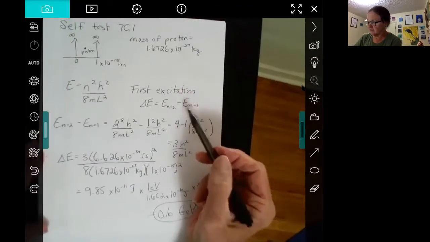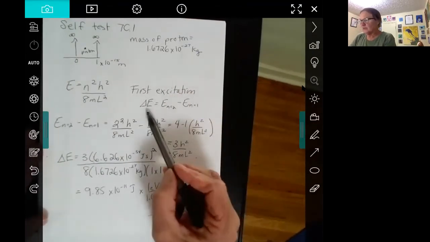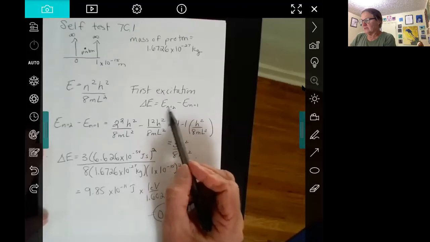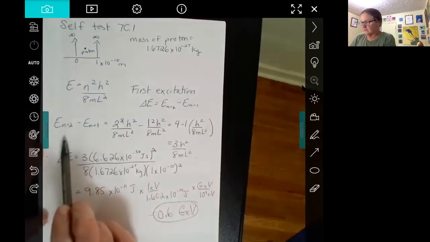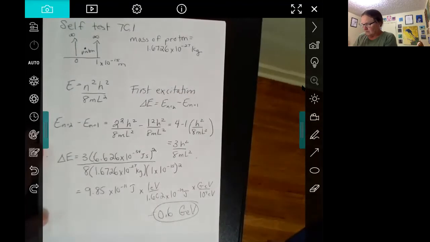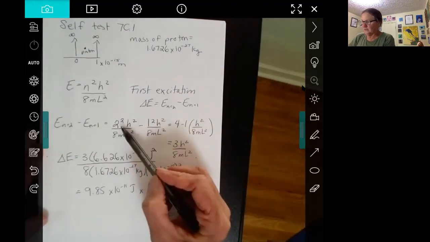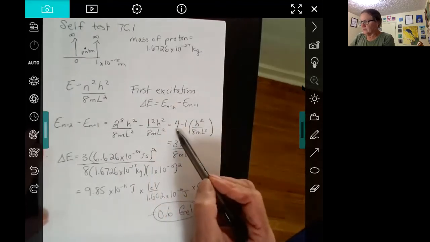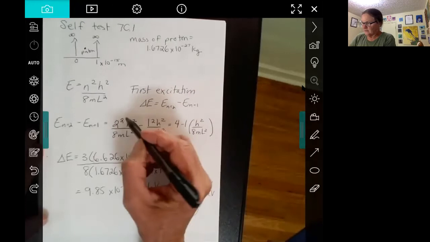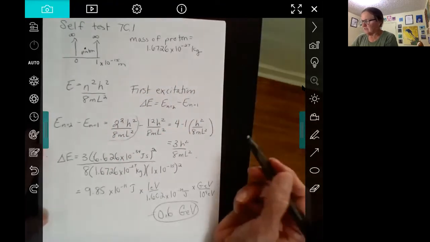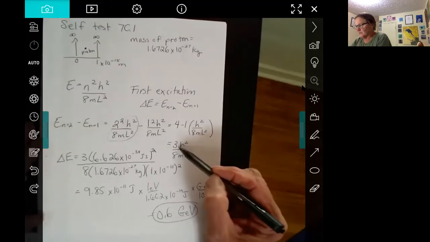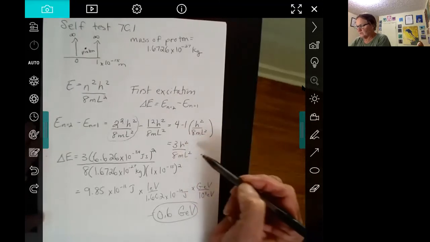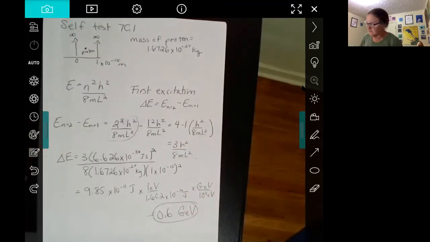So if we want the first excitation energy, we want the energy between the n equals 2 state and the n equals 1 state. So if I take the difference between those two, when n equals 2, then it's n squared, 2 squared. When n equals 1, it's 1 squared. So it's going to be 4 minus 1 times all of these constants, because they each have the same constants. So it ends up being 3 times h squared over 8ml squared. When I put those into that equation, I end up with 0.6 giga electron volts.